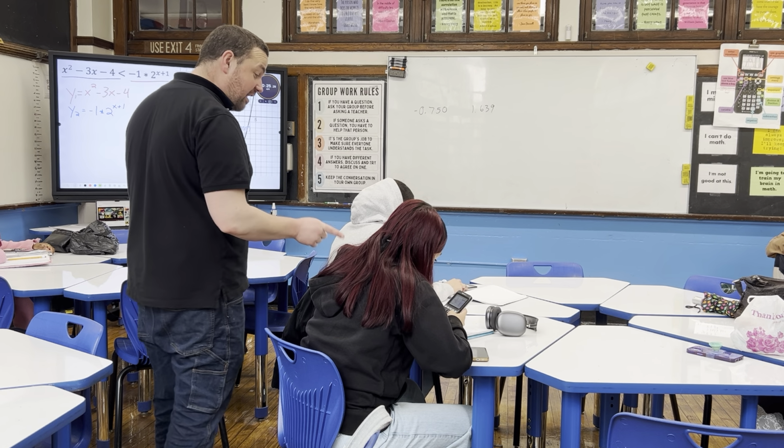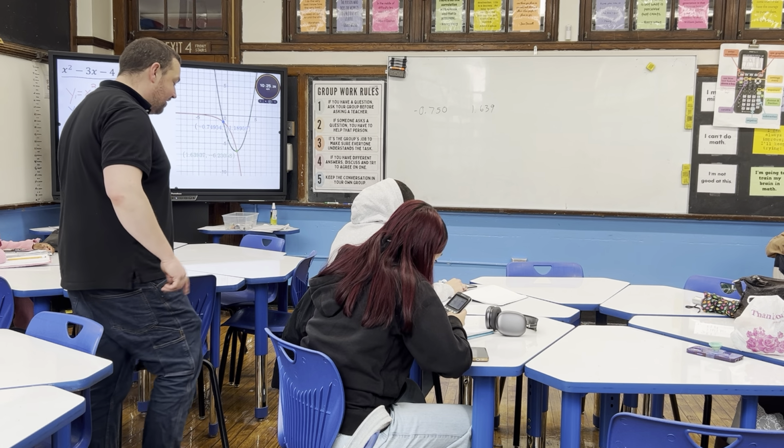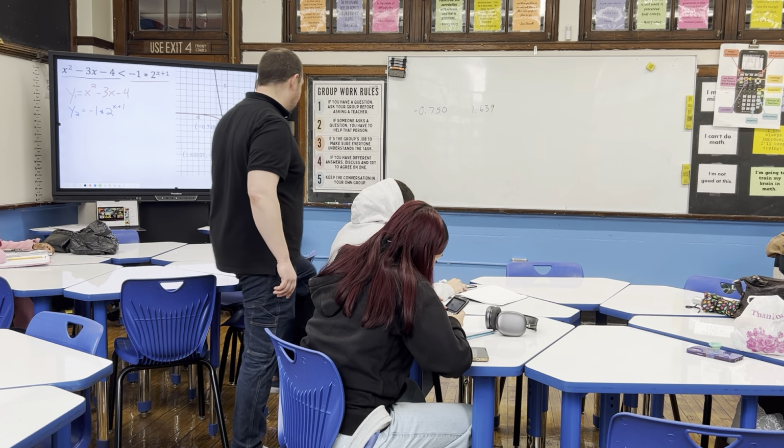Denise, what x value did you get right there? Please be loud enough that people in the room can hear you. -0.4. Yeah, you got this exact value right there, right? So you find both of your points of intersection.